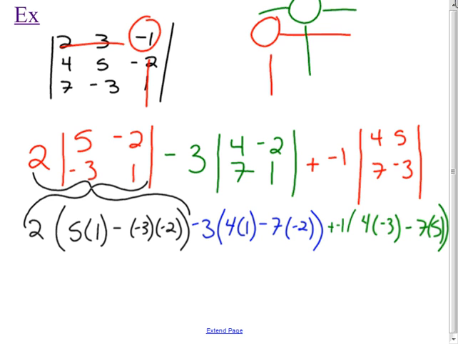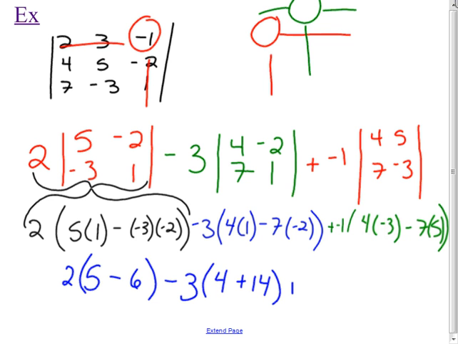So now it's just some of your basic algebra skills. I mean, pre-algebra skills, just order of operations. 5 times 1 minus -3 times -2 is +6, and that's all multiplied by 2. -3 times, so that's 4, plus -7 times -2, so plus 14. Plus a -1 times -12 minus 35.